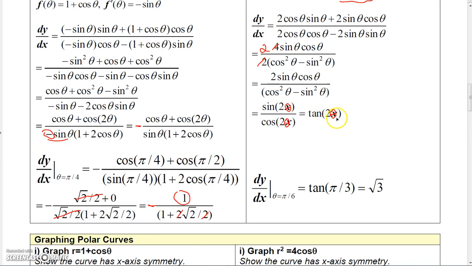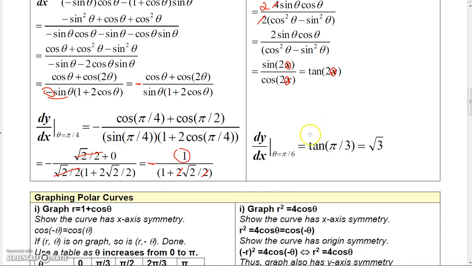So now what you have to do is put theta in here, which is pi over 6, and then you have to multiply it by 2, and 2 times pi over 6 is pi over 3. And so tangent of pi over 3 is actually square root of 3. So the slope of that graph is square root of 3.